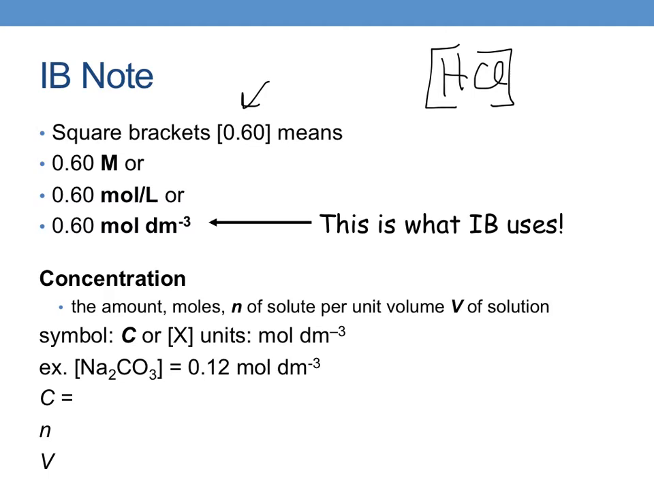A lot of the time you're probably more familiar with the capital M for molarity, but in IB they're going to be using moles per decimeter cubed, and 1 decimeter cubed is 1 liter. So this is the same thing as writing moles per liter.